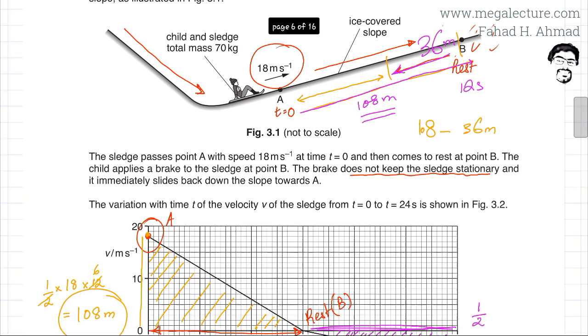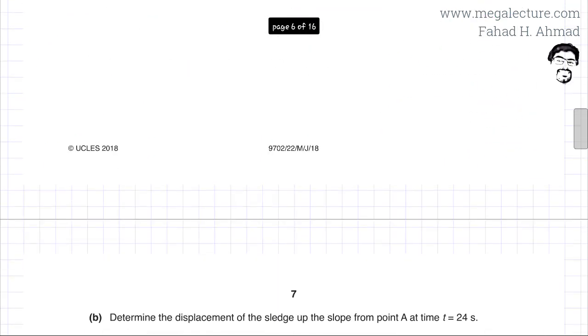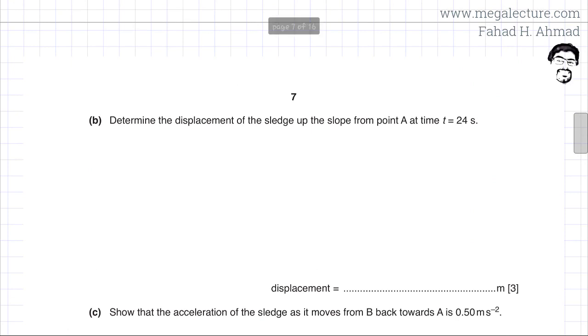So going back to my question, calculating displacement: displacement is going to be 108 meters minus 36 meters, and the answer comes out to be equal to 72 meters. So that's the displacement from point A at time t equal to 24 seconds.